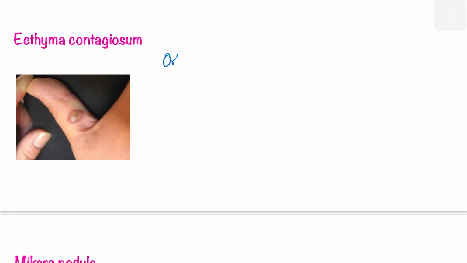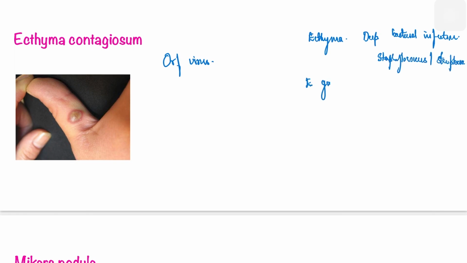And next is Ecthyma contagiosum. It's caused by ORF virus. Okay, do not confuse this with ecthyma or ecthyma gangrenosum. Ecthyma is a deep bacterial infection, and ecthyma gangrenosum is infection secondary to Pseudomonas infection in immunocompromised hosts. So ecthyma is a deep bacterial infection caused by Staphylococcus or Streptococcus. And ecthyma gangrenosum is caused by Pseudomonas.